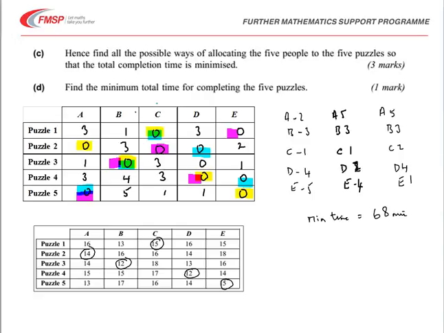The marking for this part of the question was simply to give 3 marks for each of these different allocations. So B1, B1, B1 and a mark for the time 68.